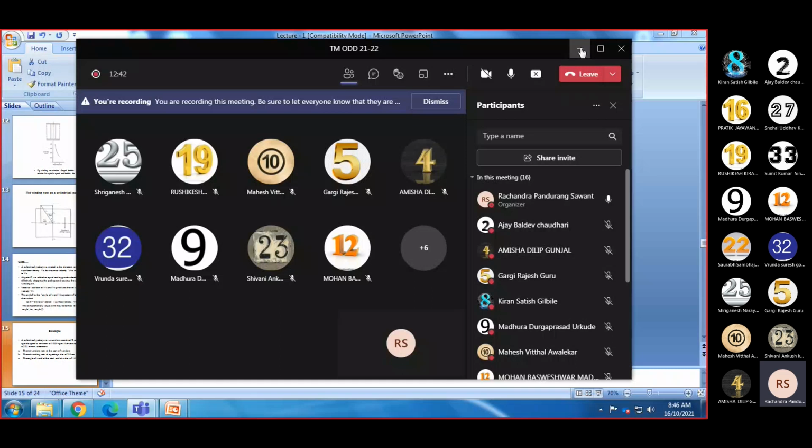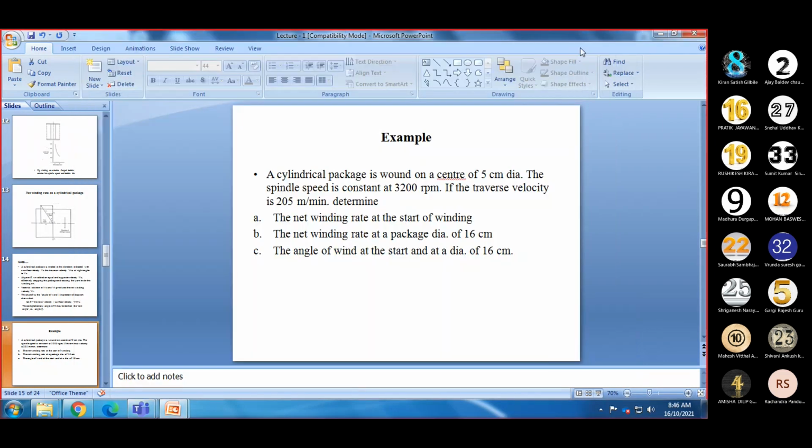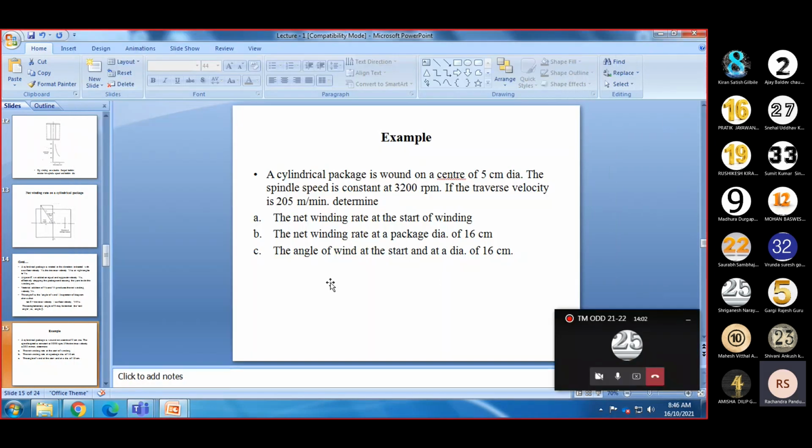So in the last lecture, we were solving the numericals based on winding preparatory. Now, in the same line, we'll take another example.